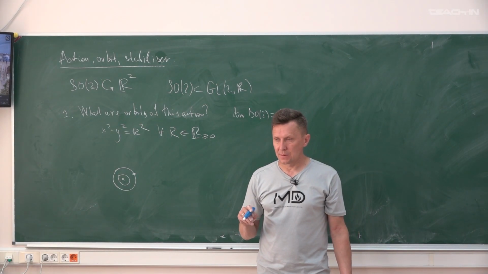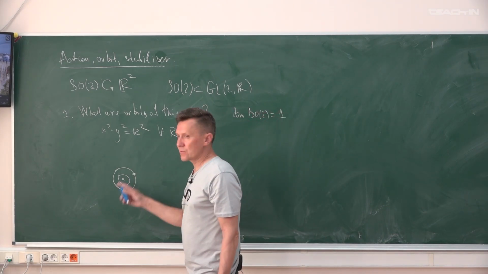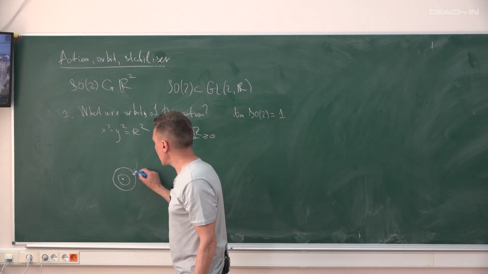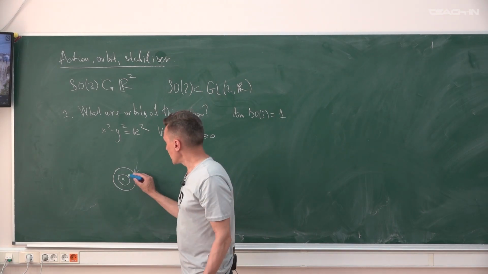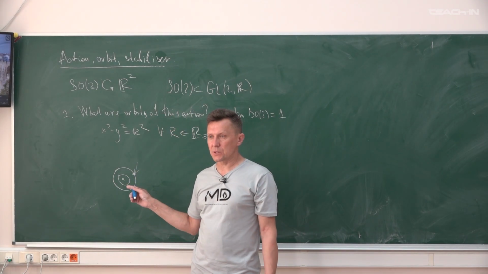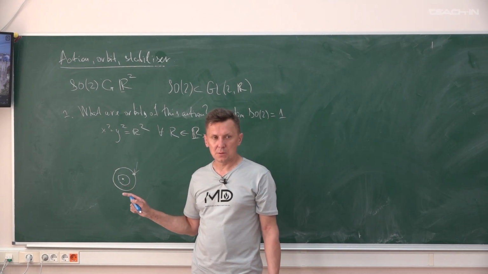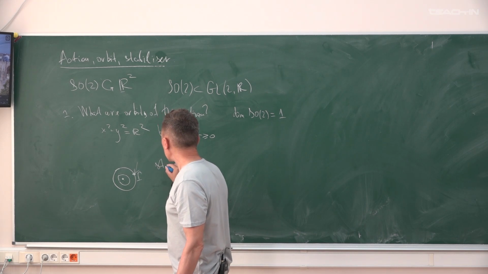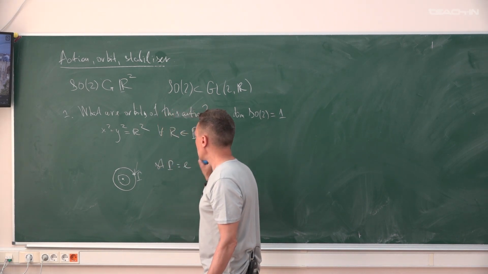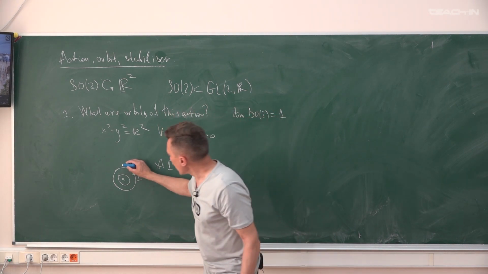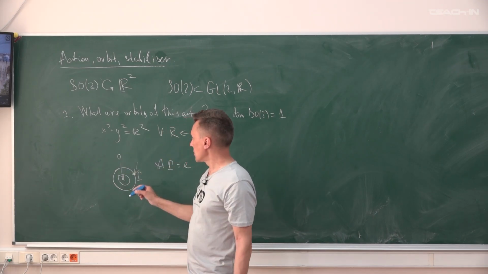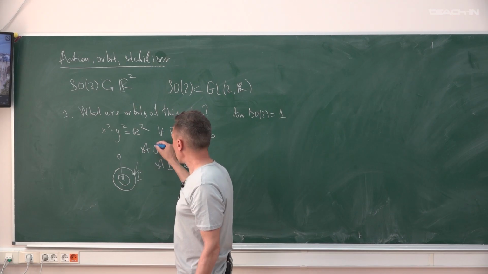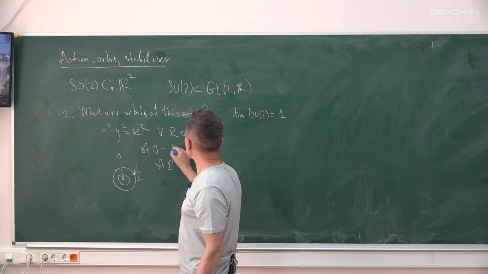Stabilizer for which point? For the point from different orbits. So this is a generic orbit, and the point on a generic orbit. What is its stabilizer? Only the unity. Only unity. Okay. The stabilizer of this point is the unit element. And 0 is very particular. Yes. The stabilizer of 0 is SO2.